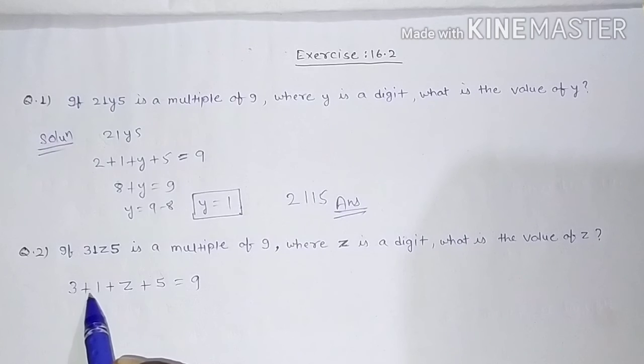3 plus 1, that is 4. 4 plus 5, that is 9, plus z equals 9. Now z equals 9 minus 9, so z equals 0. Now the value of z equals 0. So the number 3 1 z 5 will be 3 1, z is 0, and 5. Now this is the answer.